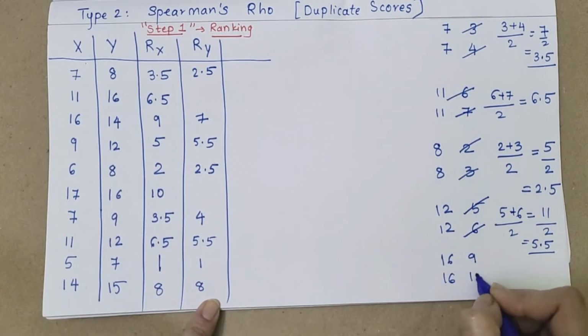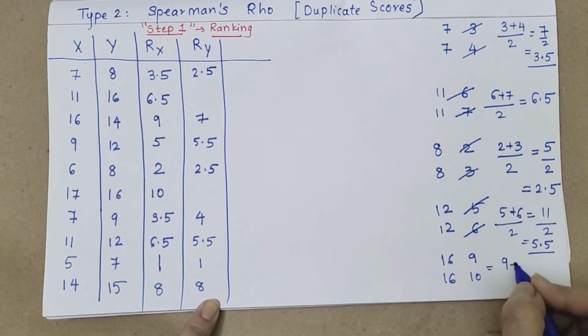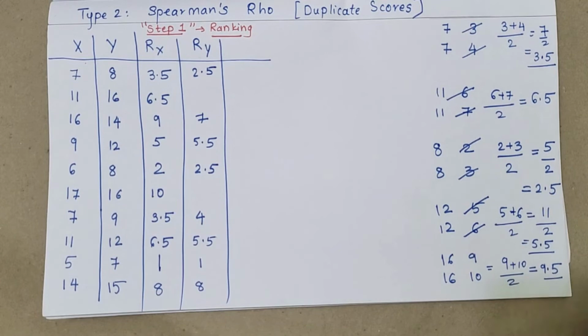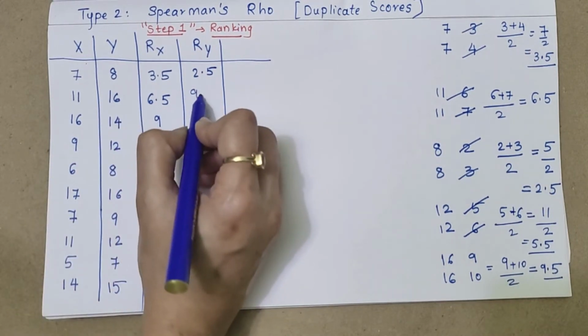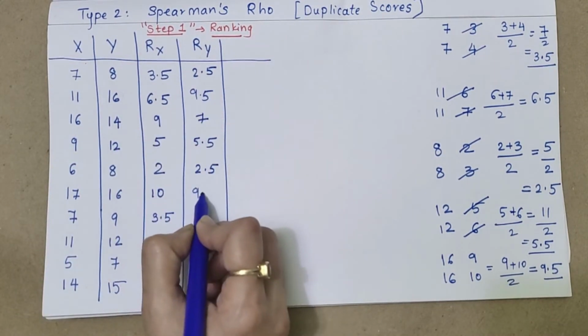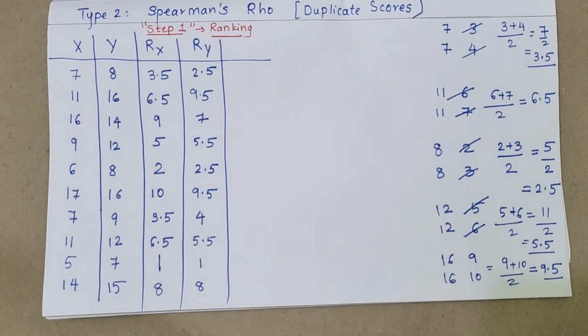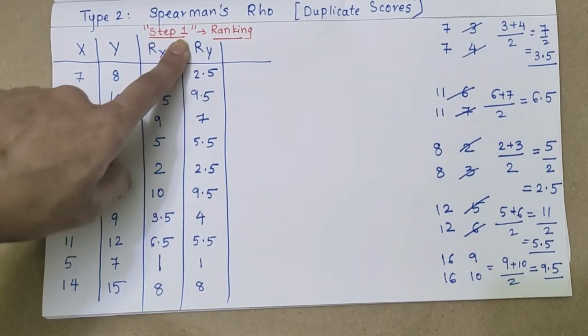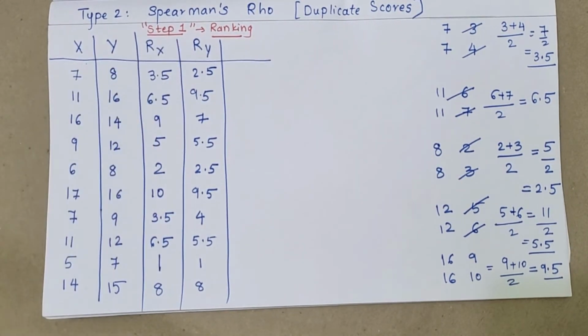Next 16 comes on 10th. So what is this? 9 plus 10 by 2. That is 9.5. Now 16 comes on 9.5 and again the 16 also comes on 9.5 only. This is your step 1 complete.